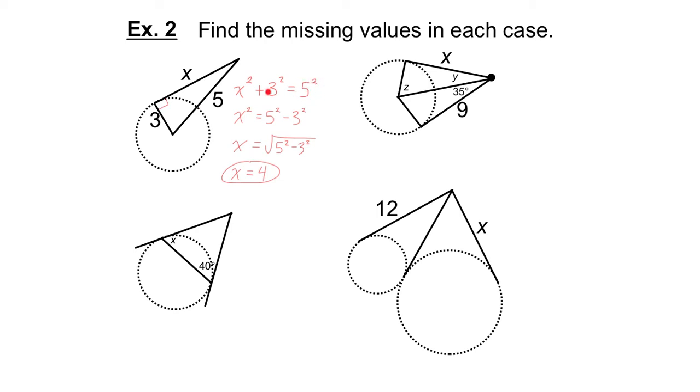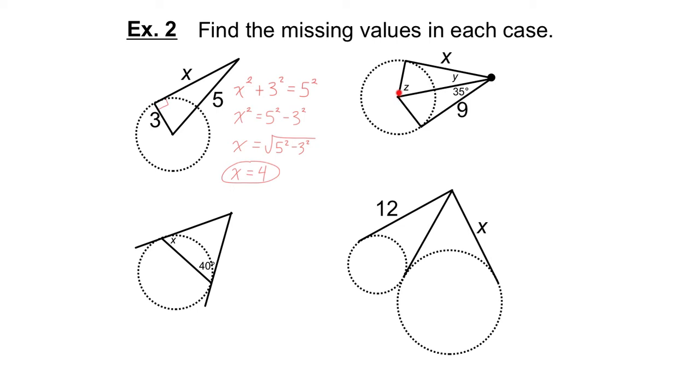But we can rearrange this, move the plus 3 squared over, so now it's minus 3 squared. 5 squared is 25, minus 3 squared, which is 9, so 25 minus 9 is 16. Take the square root, x is 4 in this case. All right, let's look at the second case.